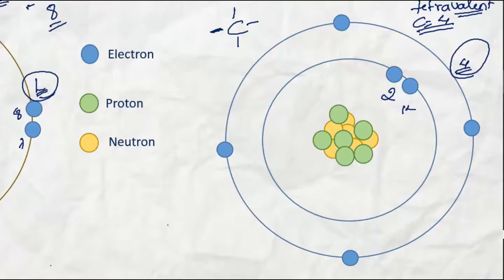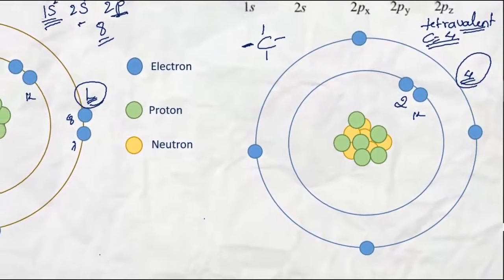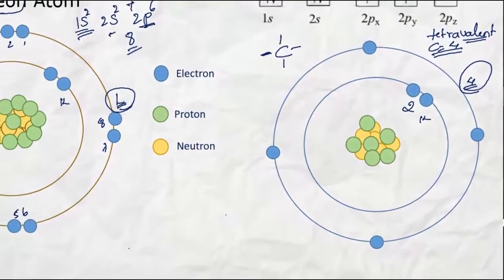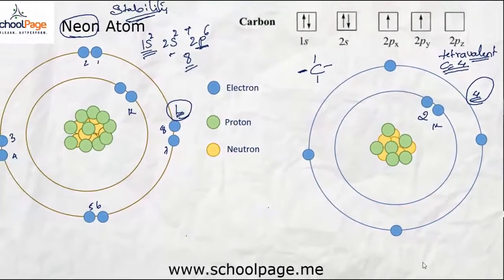Also, the proton-electron number becomes imbalanced and carbon loses its neutral nature. Further, it cannot lose 4 electrons because that needs a large amount of energy.